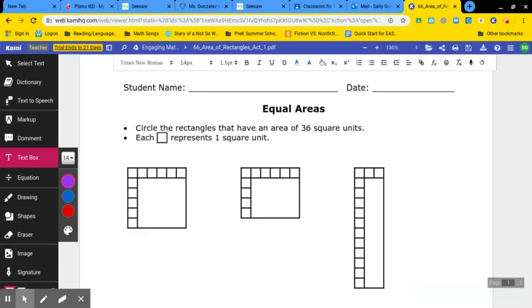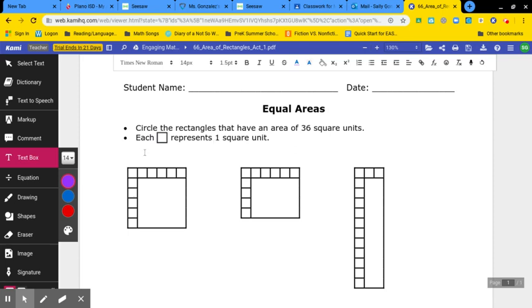Today, we have some shapes, some rectangles, and we are going to find the area for these rectangles. Now, remember, area is measured by square units, okay? So right here in the directions, it says circle the rectangles that have an area of 36 square units. Okay. Each of these squares represents one square unit.